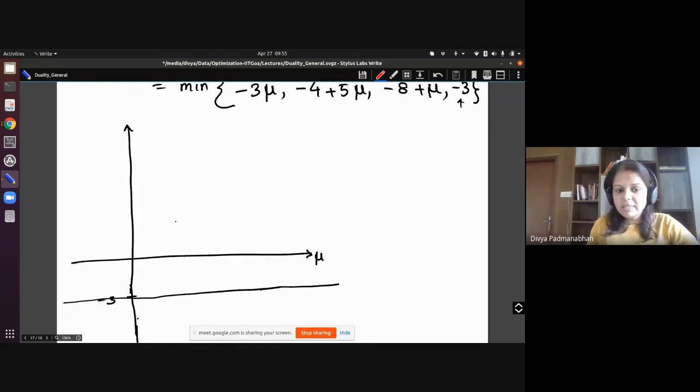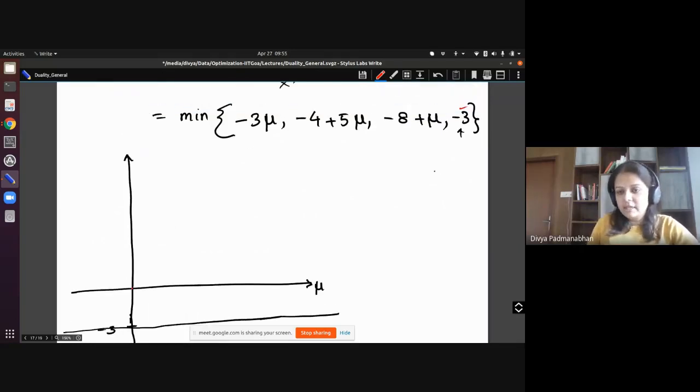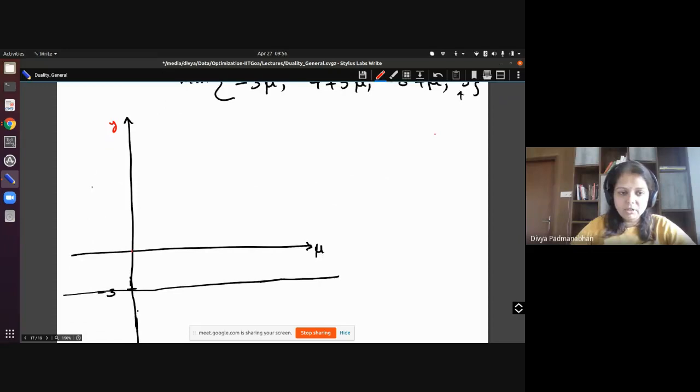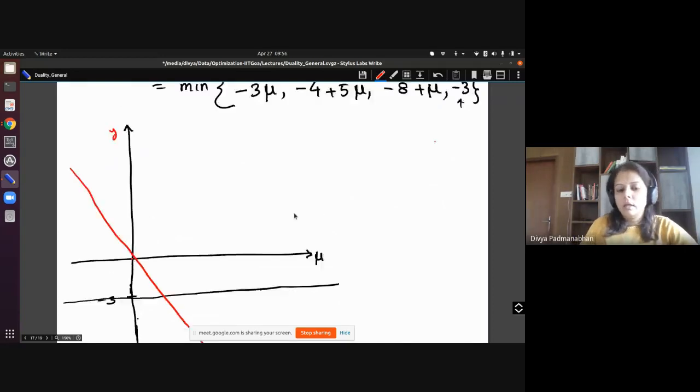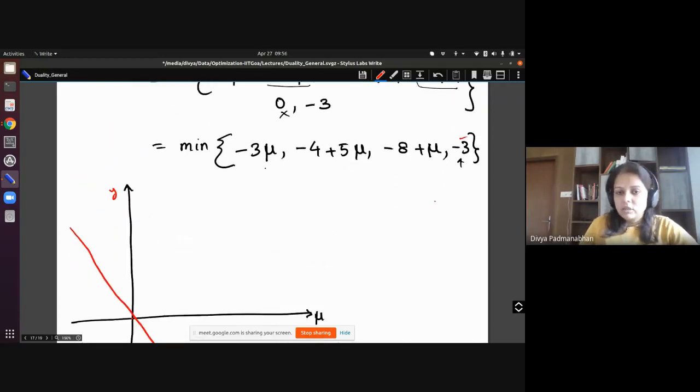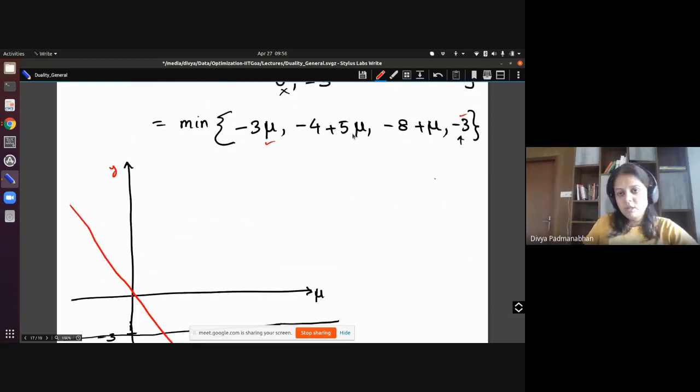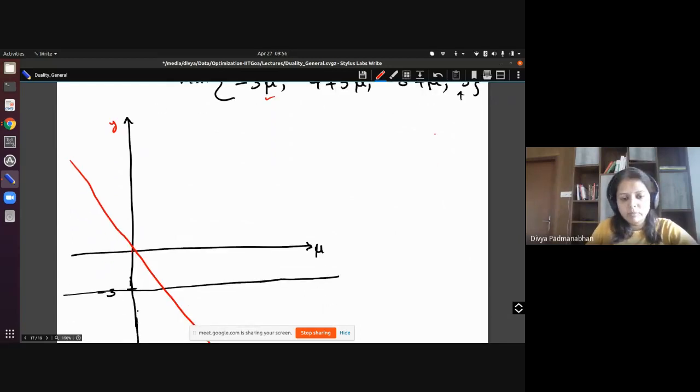That is going to be something which passes through the origin. What I'm actually plotting here is y equals minus 3 mu, so y is minus 3 mu. It goes through the origin but with negative slope, something like this. Now we have 5 mu minus 4. This has a positive slope of 5 and makes an intercept of minus 4, so perhaps something like this.